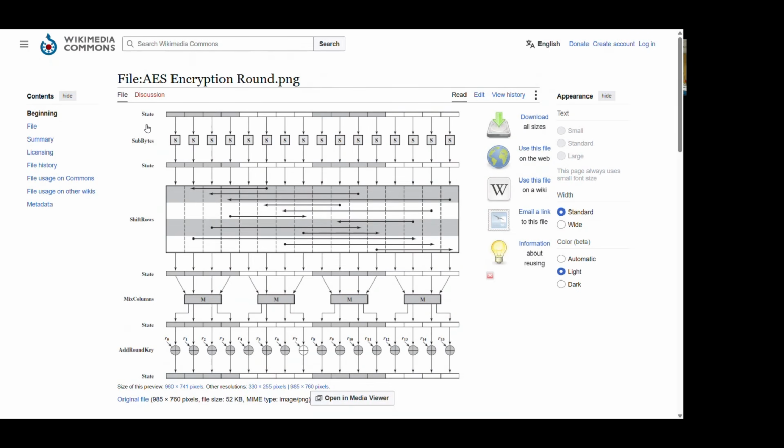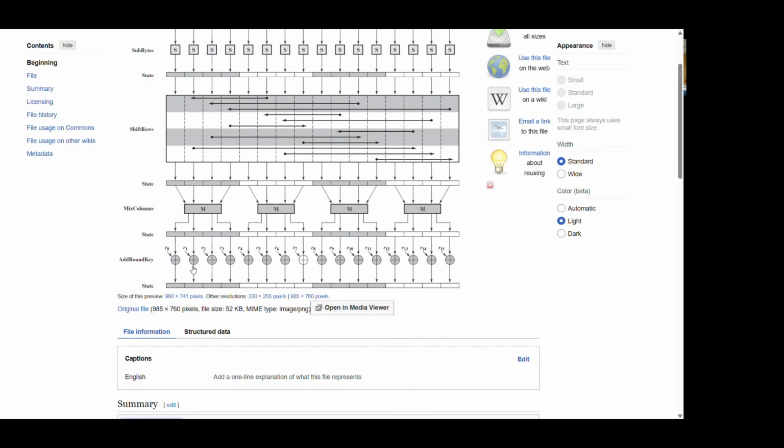So they have multiple states, and then they use shift rows. The row can be shifted into another state, then mix columns, another state, and then the round key. Each round has a round key.